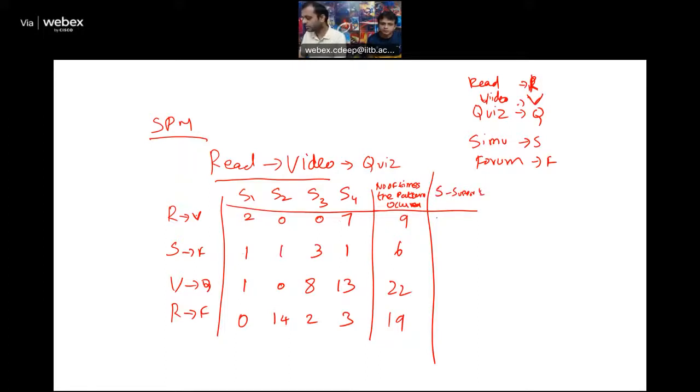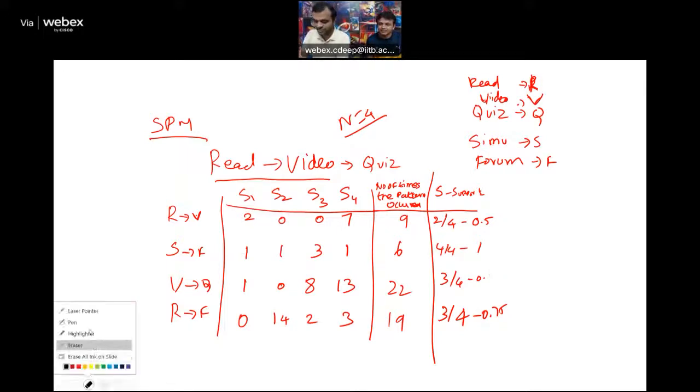The 2 students got it. The total number of students is 4, because S1, S2, S3, S4 are the 4 students. 2 students out of 4 students got it, so support is 0.5. Here 4 students got it, so 4 out of 4 is 1. 3 students got it, it will be 0.66. Oh, sorry, 0.75. Thanks. I'm still thinking about the 3 students.